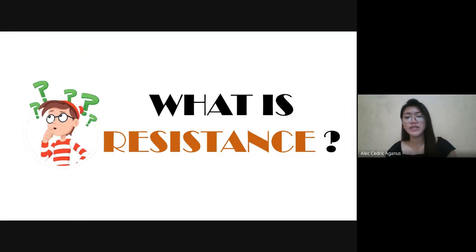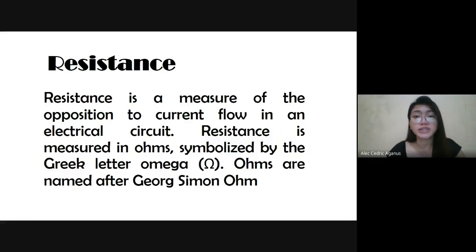Next, what is resistance? If we have current, of course, we also have resistance, and resistance is a measure of the opposition to current flow in an electrical circuit. Resistance is measured in ohms, symbolized by the Greek letter omega, and ohms are named after George Simon Ohm.